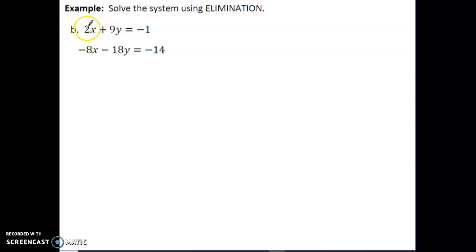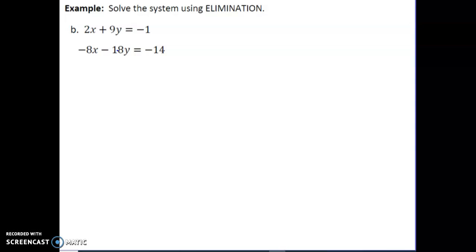Well, I could multiply the top one by 4. 2 times 4 is 8. And then my x's will eliminate. Or I could multiply the top one by 2. 2 times 9 is 18. And then my y's will eliminate. The truth is, it doesn't matter which one you do. You can eliminate either the first or the second variable, and it works out to be the same.